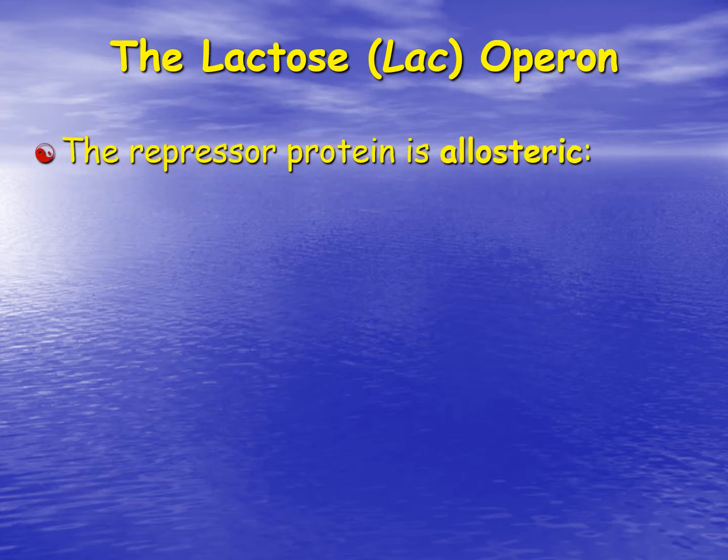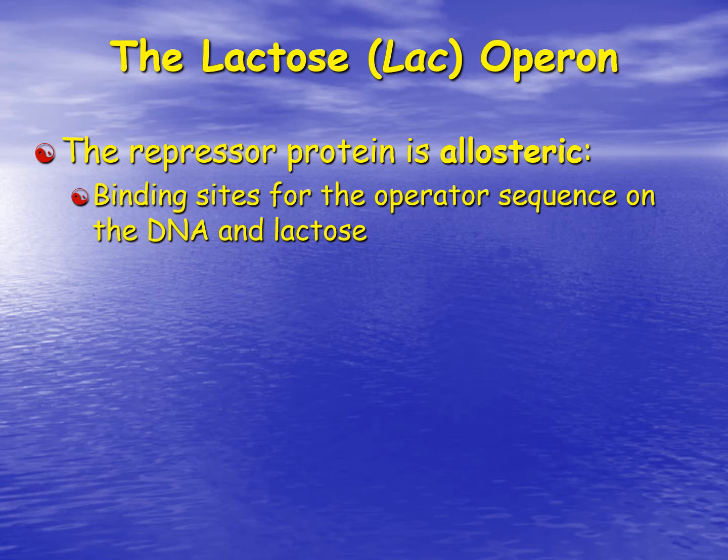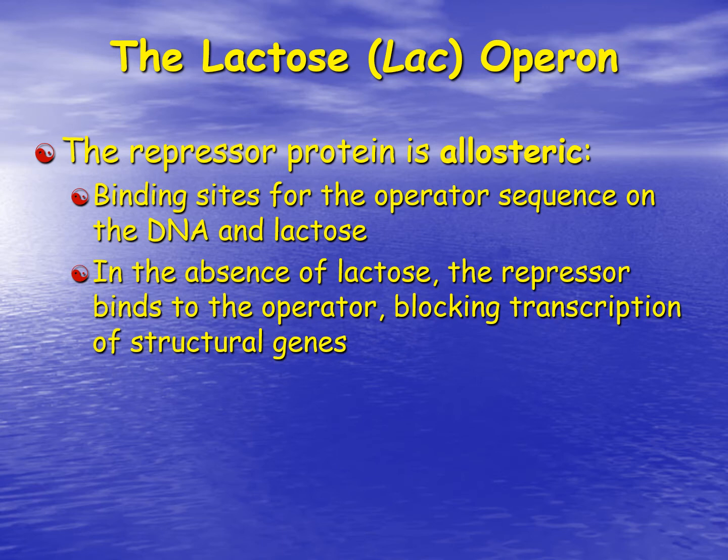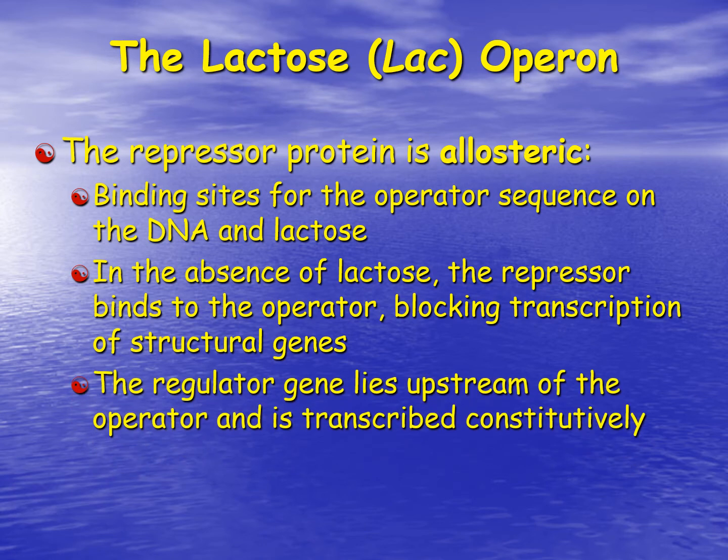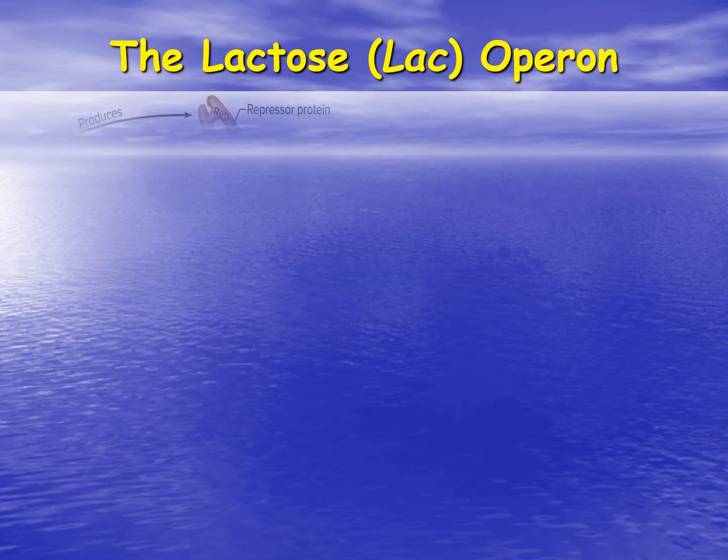The repressor protein is allosteric, meaning it has a binding site for the operator sequence on the DNA and a binding site for lactose. In the absence of lactose, the repressor protein binds to the operator, thereby blocking transcription of the structural genes by RNA polymerase. The regulatory gene lies upstream of the operator and is transcribed constitutively, meaning that it's always being transcribed and translated in the same amount.